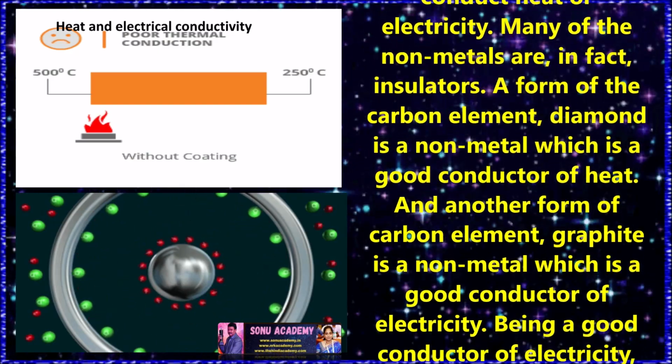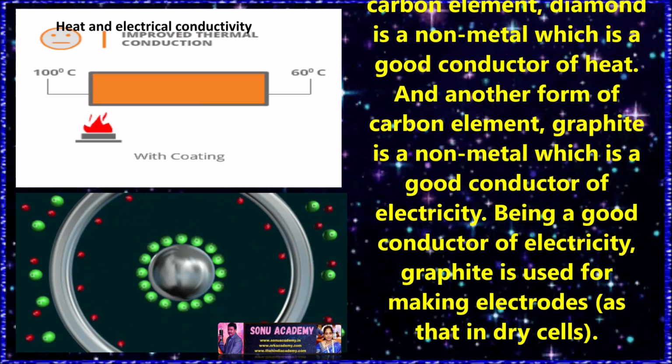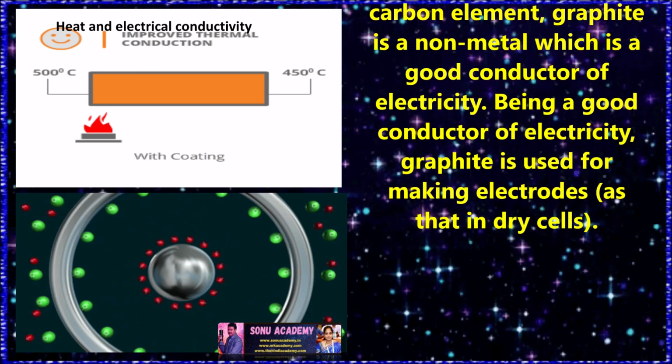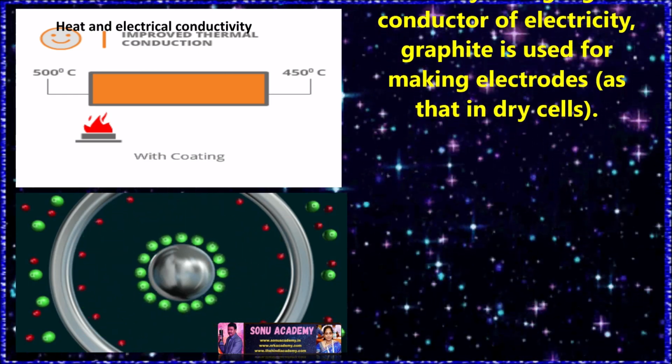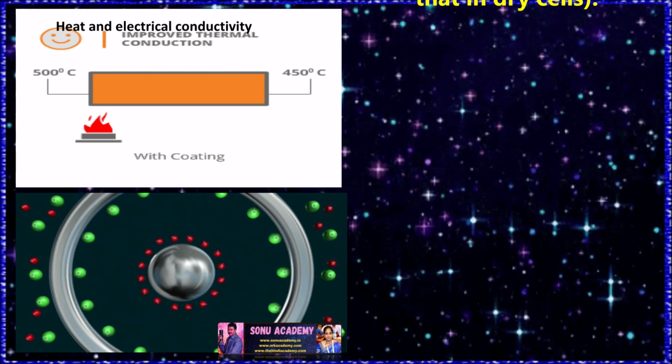A form of the carbon element, diamond, is a non-metal which is a good conductor of heat, and the other form of carbon, graphite, is a non-metal which is a good conductor of electricity. Being a good conductor of electricity, graphite is used for making electrodes, as in dry cells.